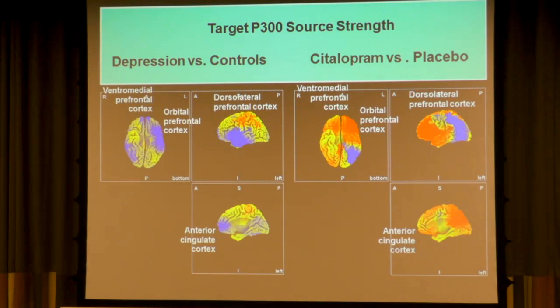The same principle applies often also to event-related potentials. For instance, if you look at P300 amplitudes, and locate them again with Loreta, we can see that in depression versus controls, particularly here on the right side, there is a decreased P300 amplitude, which can be counteracted by an increase in citalopram versus placebo in the exact same brain area. So that's why I said initially I'm talking about all paradigms. These Kellogg principles can be identified in each of them, including sleep.